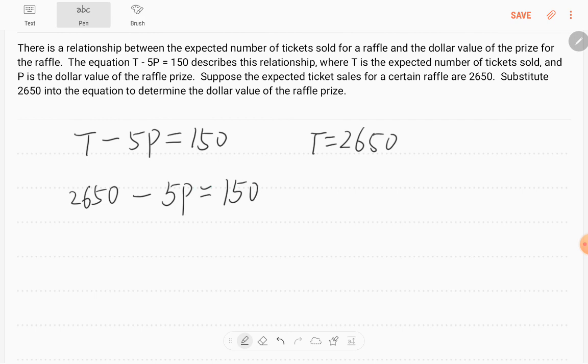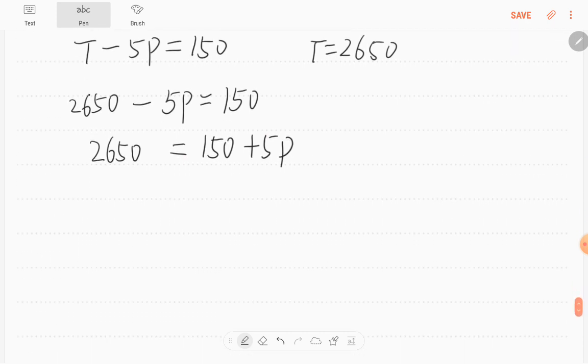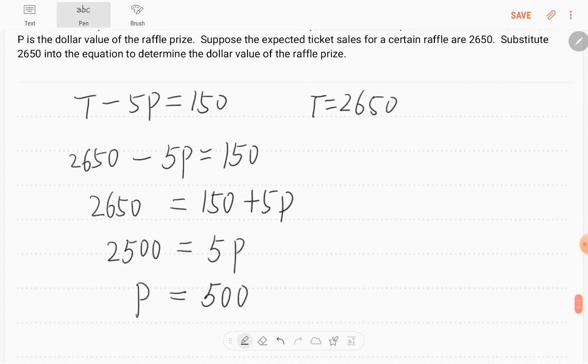So here we add 5p on both sides, right? So you will have 2,650 equals 150 plus 5p. Then we subtract 150 on both sides. So you will have 2,500 is equal to 5p. So divided by 5, p is equal to $500. So this is the dollar value for the raffle price.